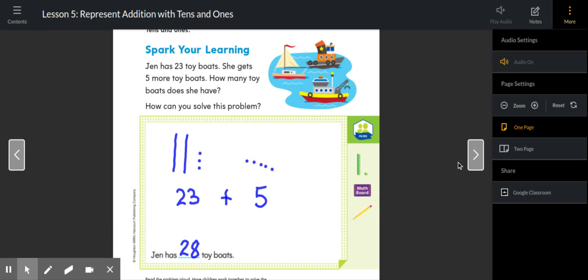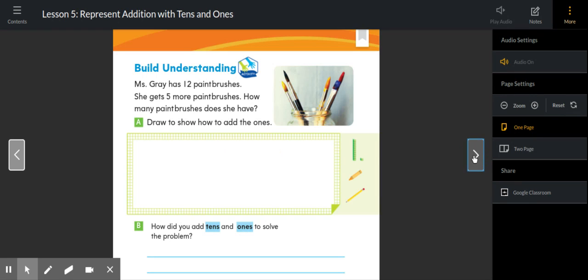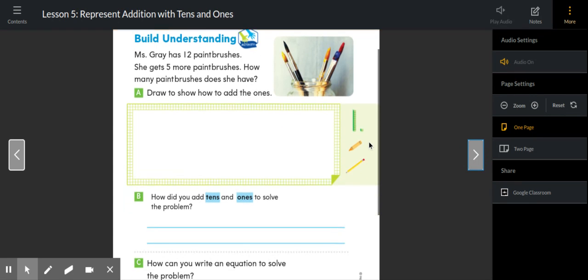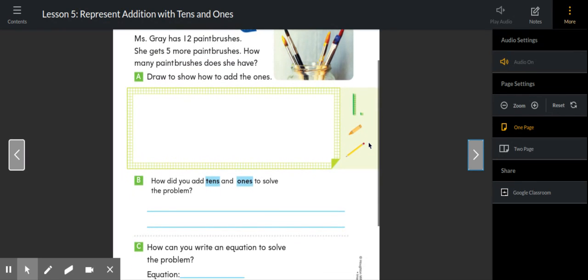And again, mathematicians, you know that we can choose to try several other strategies. If you want to use that hundreds grid that you've been using, or you want to count on, that is your choice. The great thing about doing math is you need to use the method that makes most sense to you. Build understanding.